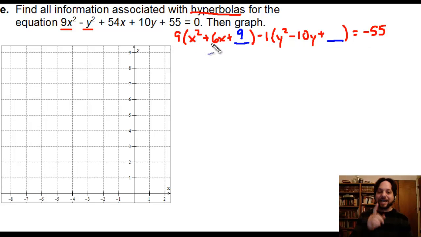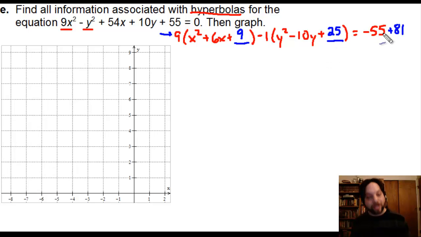No, be very careful. I did not just add a 9. I actually just added 9 nines. So to balance that, I will put plus 81 on the right side. And to complete this square, half of negative 10 is negative 5. And if I square that, that's 25. So should I add 25 to the right side?